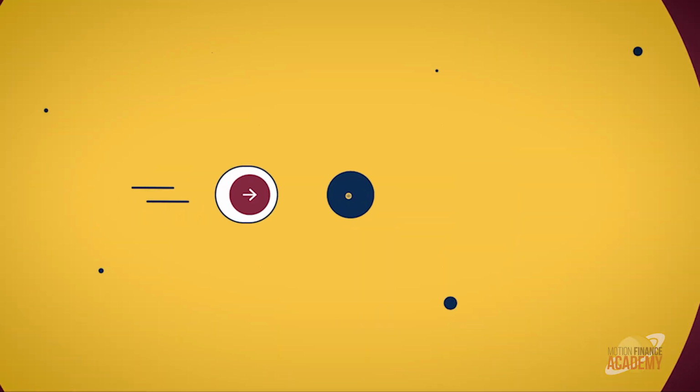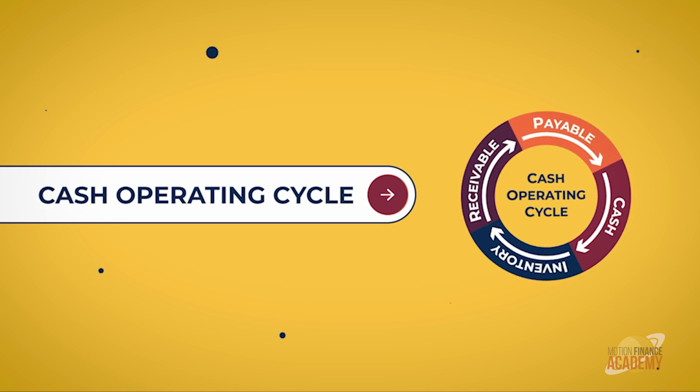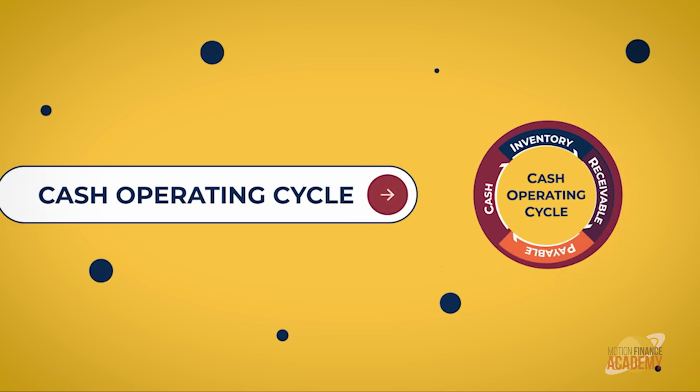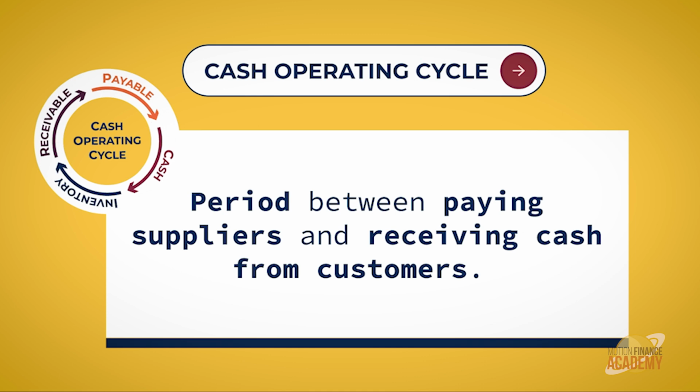In this lesson, we'll build on that foundation by exploring the working capital cycle or the cash operating cycle, how it operates, how it actually varies across industries, and how it relates to the broader challenges of managing liquidity and profitability. The cash operating cycle, or the working capital cycle, either way, introduced previously, refers to the period between paying suppliers and receiving cash from customers.